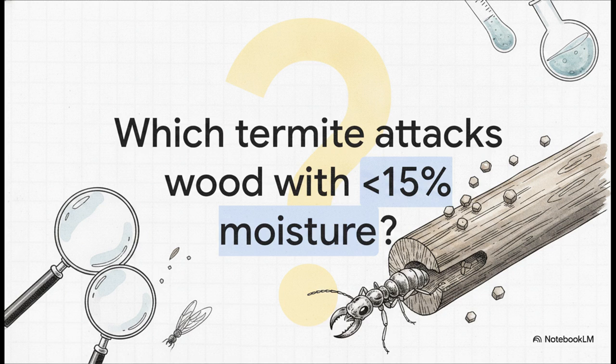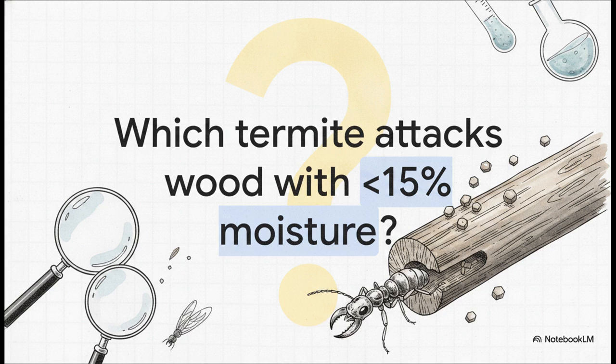So, we've covered the suspects, we've analyzed the clues, and we explored the chemistry used to stop them. Let's end with a quick quiz pulled straight from our forensic files. Which of these termites attacks wood with a moisture level of less than 15%? Is it A, the Formosan, B, the eastern subterranean, C, the desert, or D, the powder post termite? Think back to our lesson on those 6-sided frass pellets.